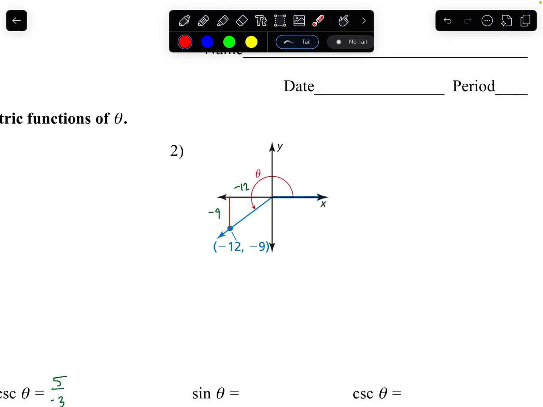Then I'll have to use the Pythagorean theorem. It doesn't really matter, we can just do 9 squared plus 12 squared equals c squared. If you have a calculator, go ahead and solve for the hypotenuse: 9 squared plus 12 squared, and then take the square root of that, and that comes out to be 15. So 15 is the hypotenuse here.